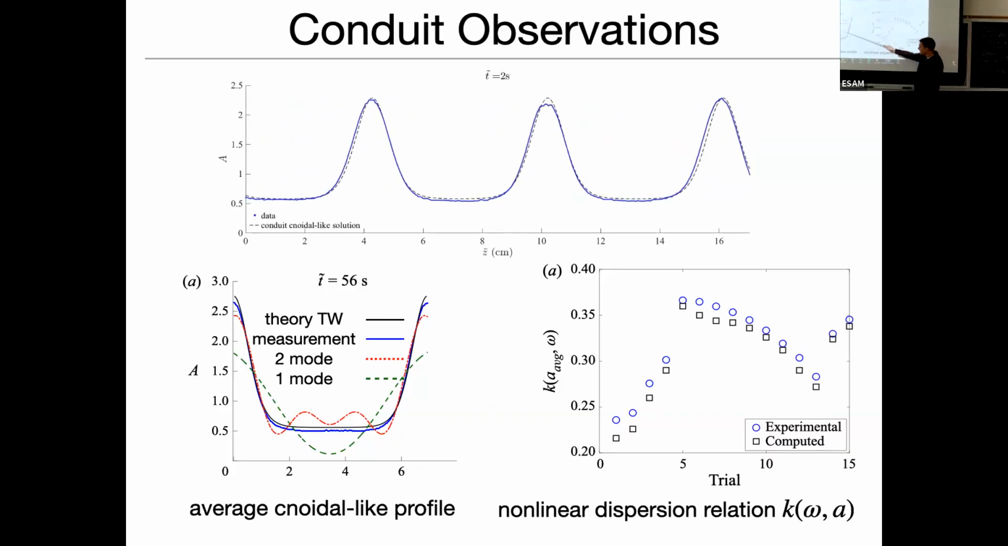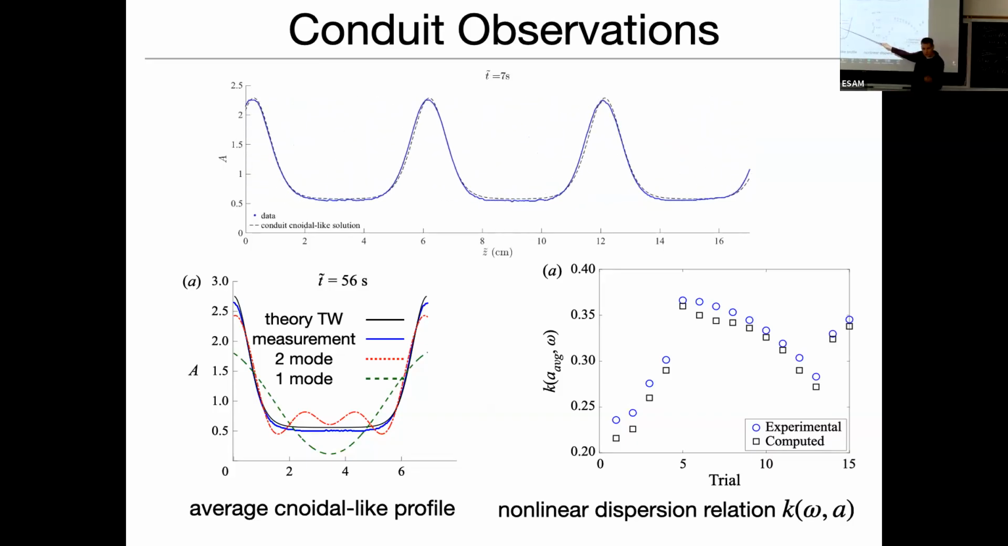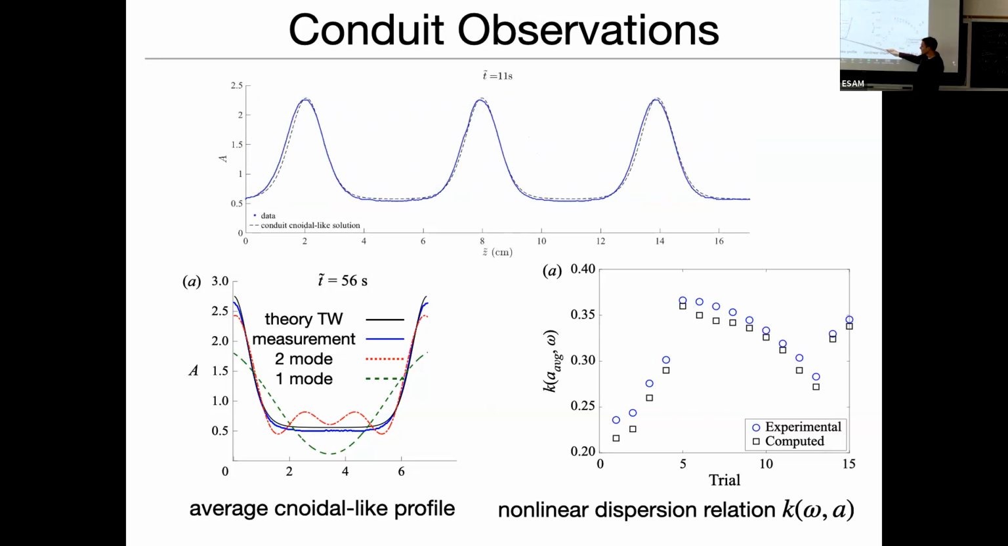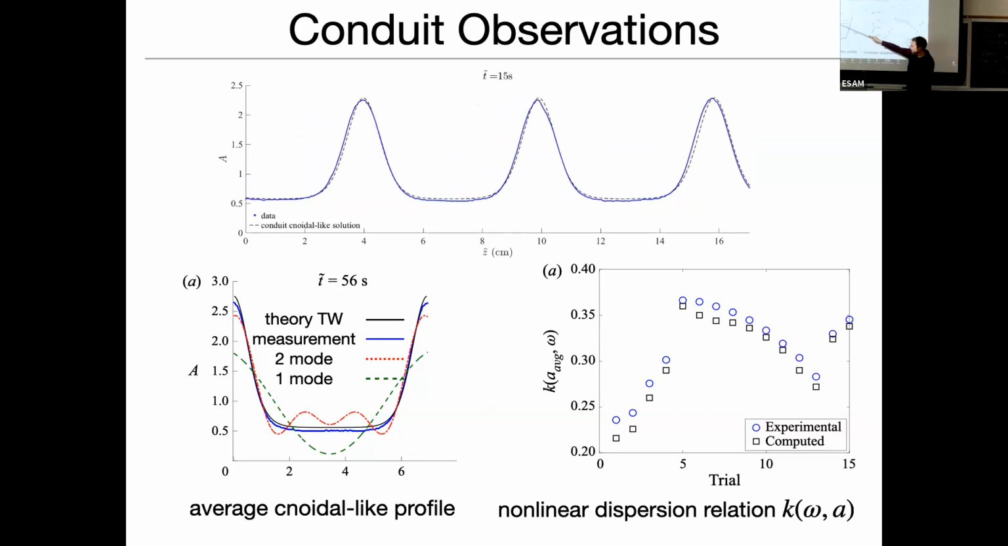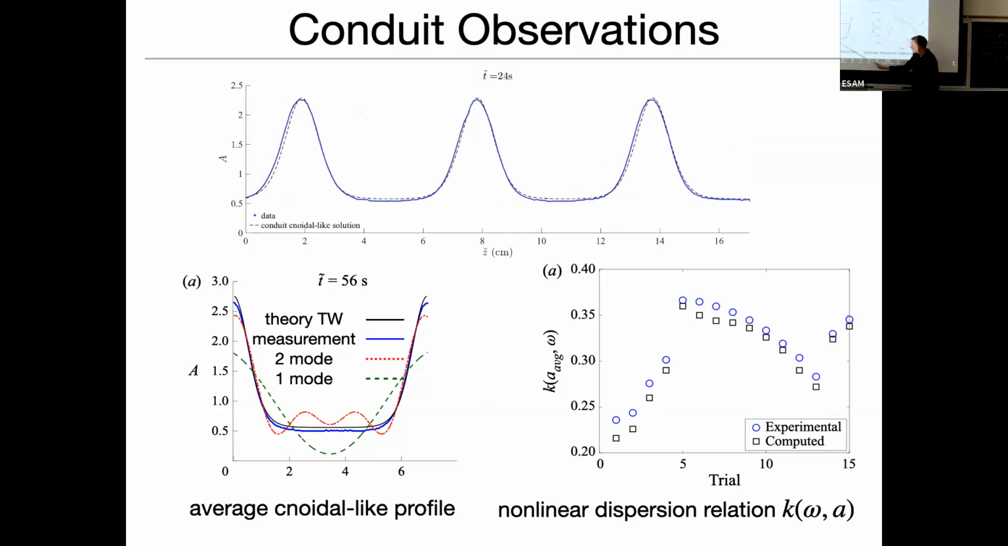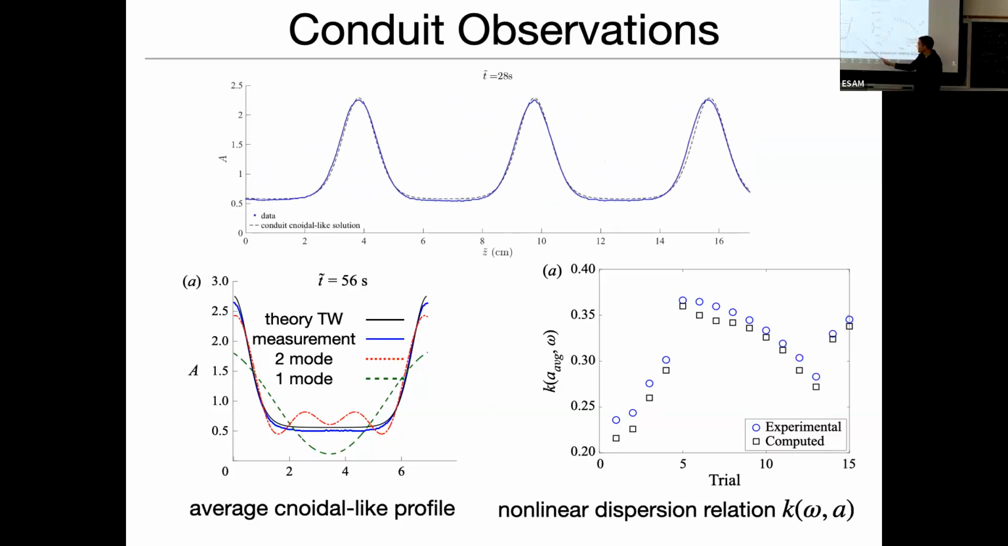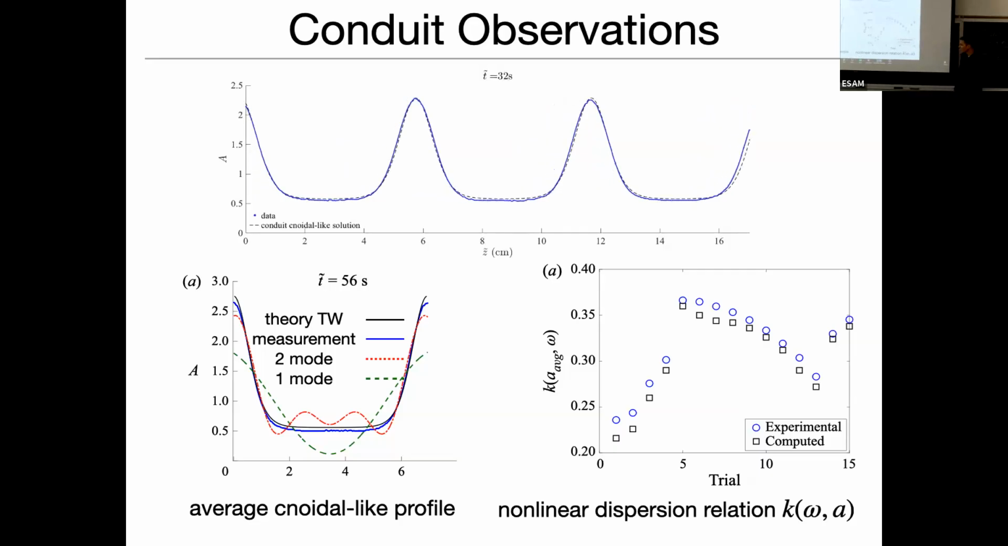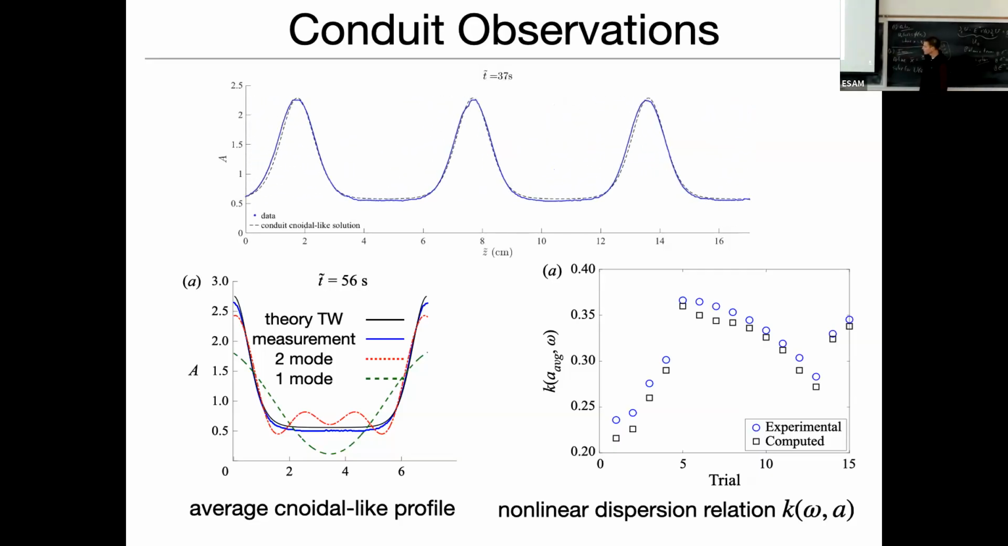It's horrible. The 2-mode approximation, the first 2 harmonics, it's also horrible. But when you compare, this is an averaged profile. We took many oscillations and we averaged them. And you can see that the profile agrees very well with the profile of the solution.